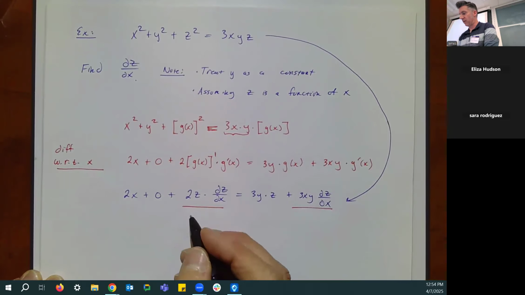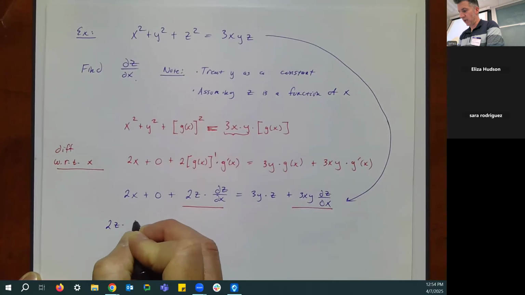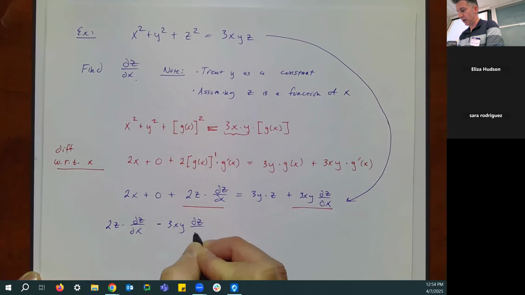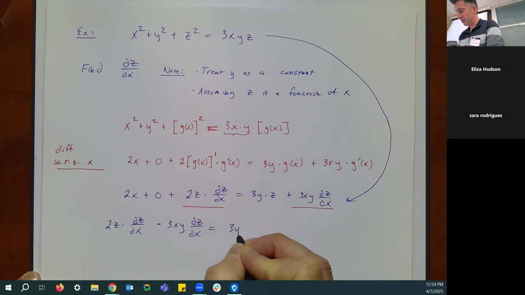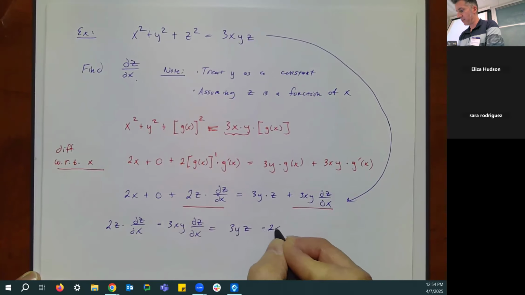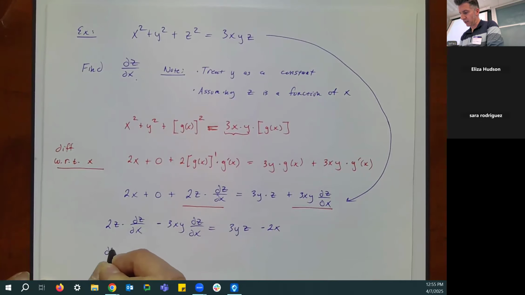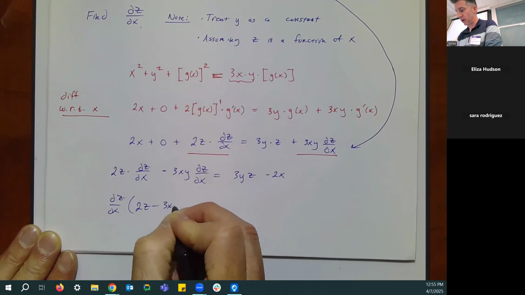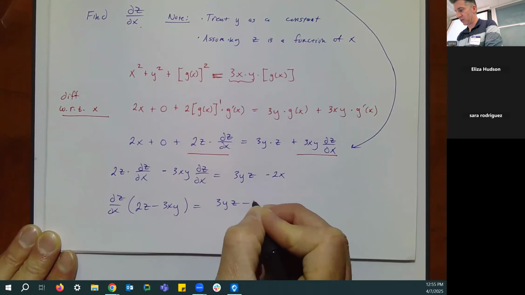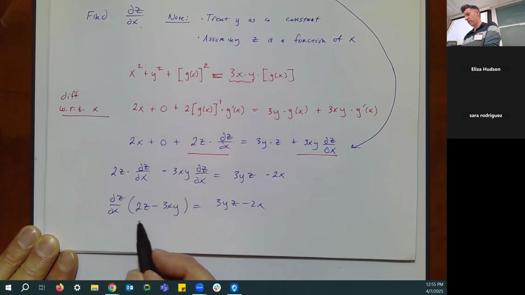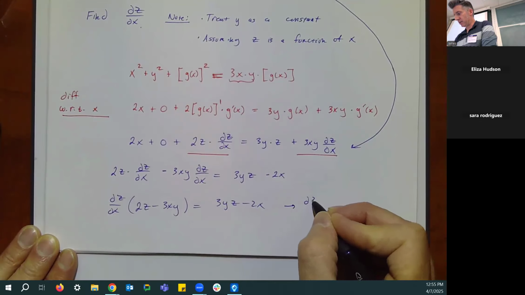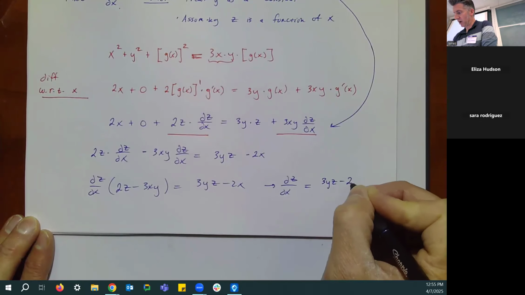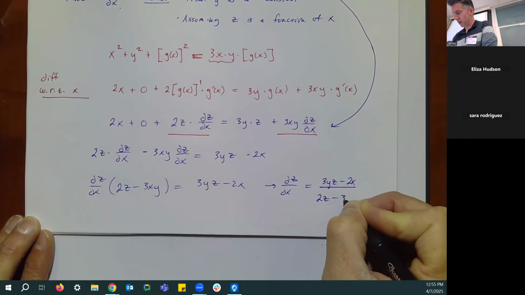Let's bring all the del z del x's to the left. So I have 2z times del z del x minus 3xy times del z del x equal to 3yz. I'm going to subtract the 2x over there. Factor out a del z del x, you get del z del x times (2z minus 3xy) equal to 3yz minus 2x. And finally, divide by whatever is over here to get that del z del x is equal to (3yz minus 2x) divided by (2z minus 3xy).